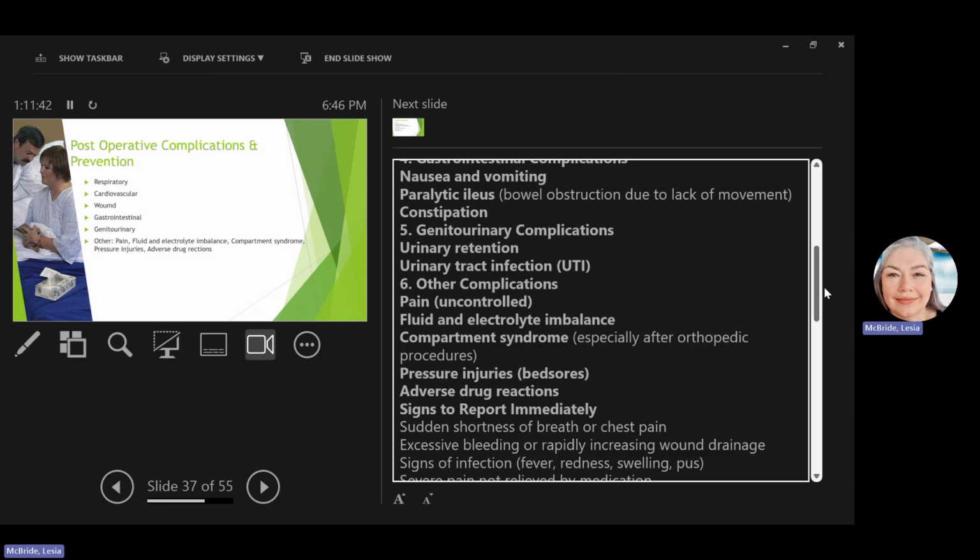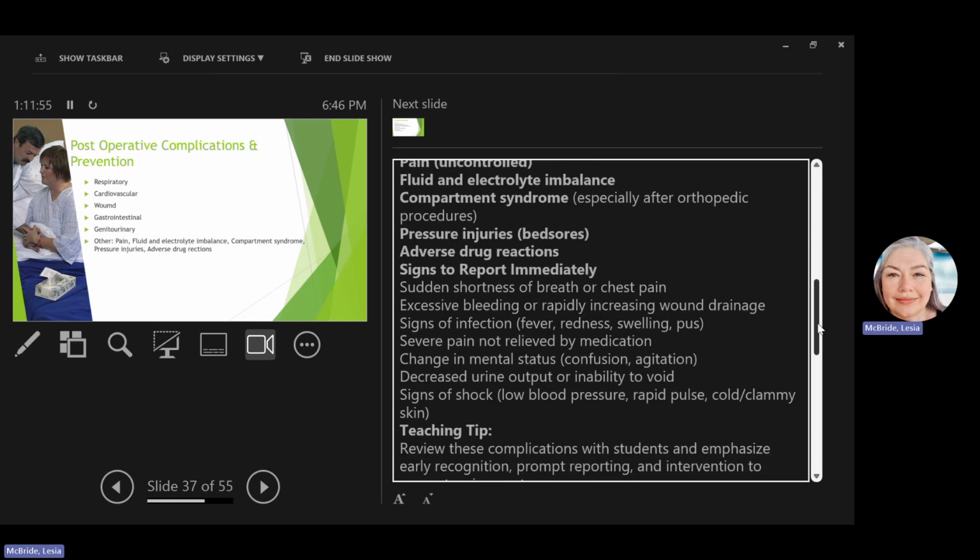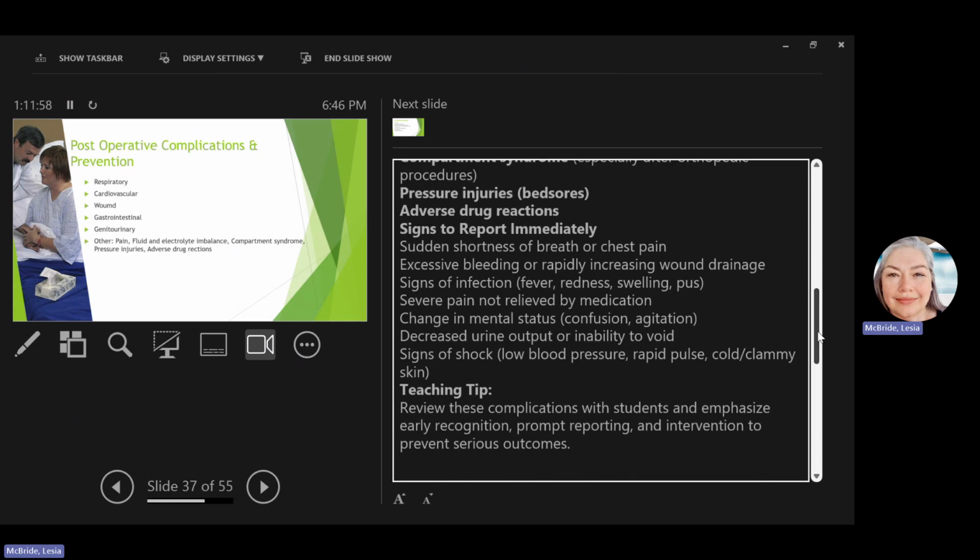And then we have genitourinary complications, our pain control, pressure injuries, bed sores, and adverse drug reactions. And what signs do we report immediately? Here you go. Sudden shortness of breath or chest pain, excessive bleeding, severe pain not relieved by medication, signs of shock. So with signs of shock, they're going to have low blood pressure, rapid pulse. They're going to be cold and clammy, and they're not going to be talking to you very clearly.